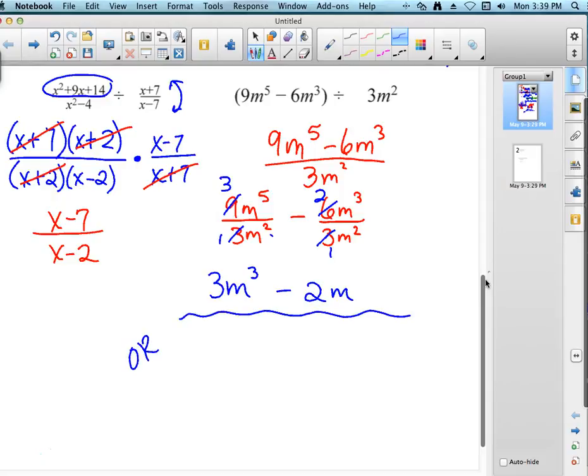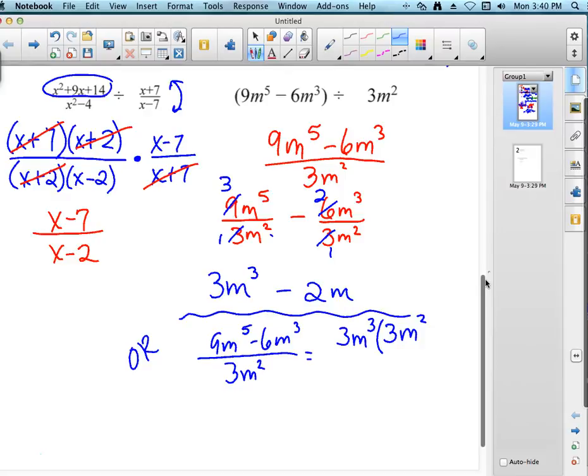So we could take 9m to the 5th minus 6m cubed. We're dividing by 3m squared. And we could think of factoring. So if we factor from the top, we have a 9 and a 6. They both have a 3 in common. They both have at least 3 m's that are common. And what we would have left over is a 3m squared from the 9m to the 5th.